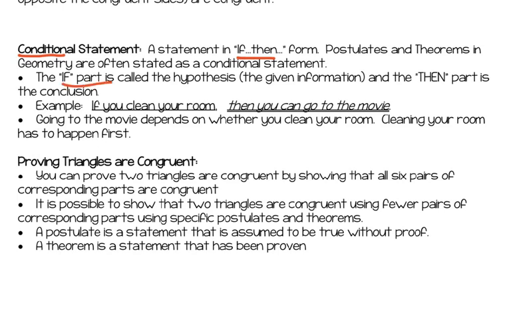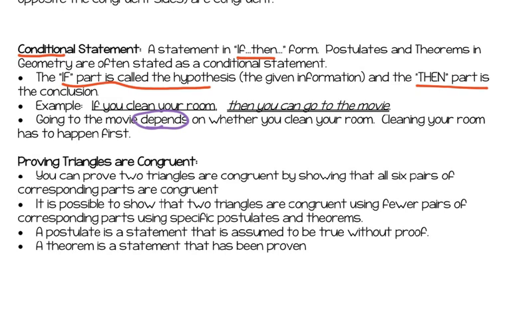The if part is what we call the hypothesis. So if you do something, that's the condition part of it. The then part is the conclusion. So what will happen if the condition is met? So in this example, if you clean your room, then you can go to a movie. Going to the movie is going to depend on whether you clean your room. So cleaning your room is the condition. Cleaning your room has to happen first. So when we talk about a conditional statement, you have to recognize which part has to happen first, and then the conclusion will happen.